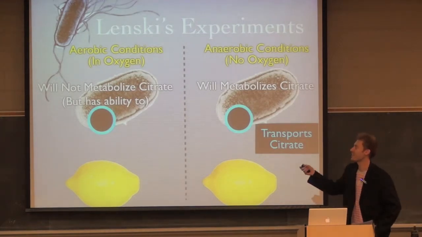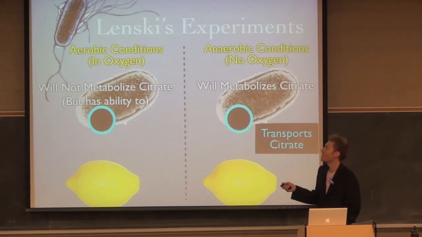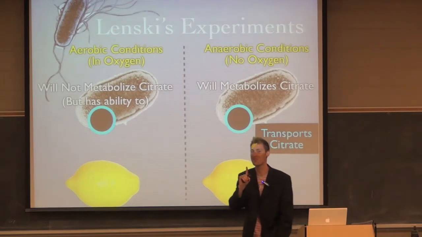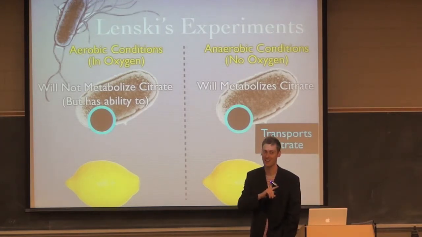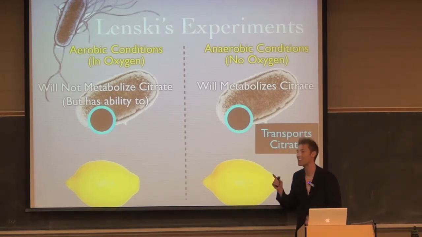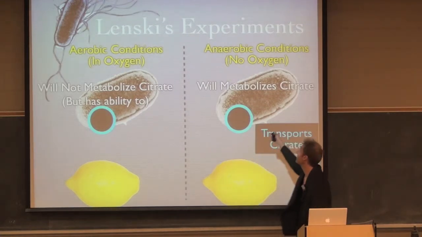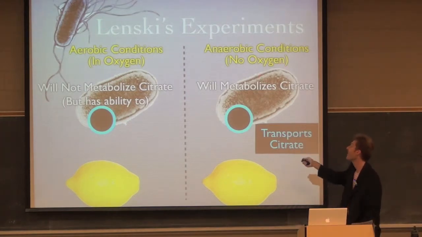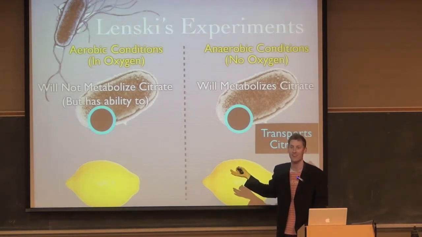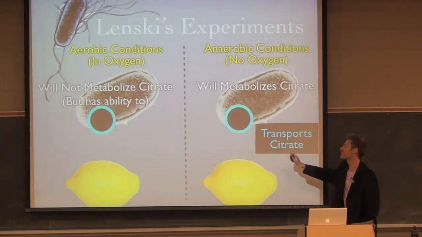So it turns out in an oxygen environment, aerobic conditions, the E. coli will not metabolize citrate. Now here's what they don't tell you in the article, if you go back and read Lenski's article. He won't tell you, at least not explicitly, that it has the ability to metabolize citrate, just not in this environment. If you go into a no oxygen environment, he can metabolize citrate. It turns out he can metabolize citrate in both, but what you need to do is get the citrate into the cell. Now here's the cool part.